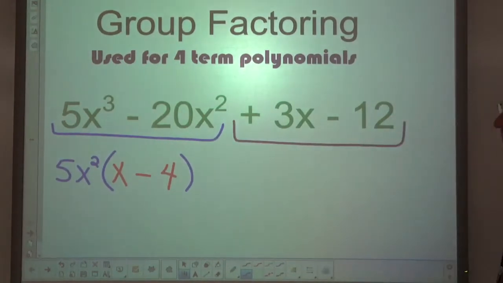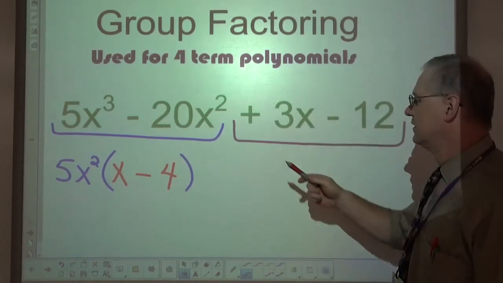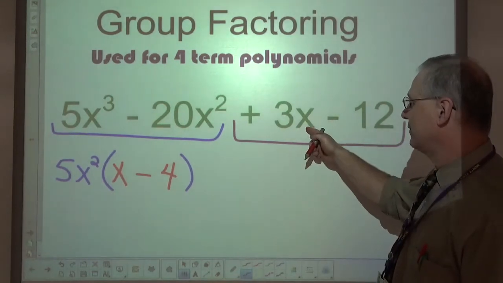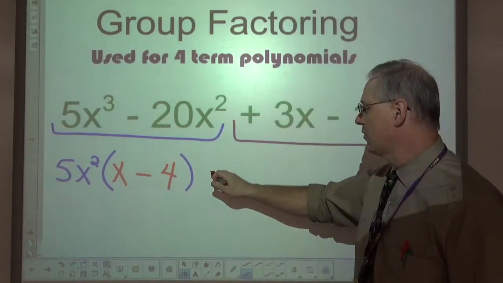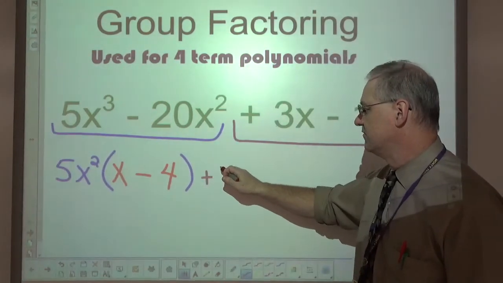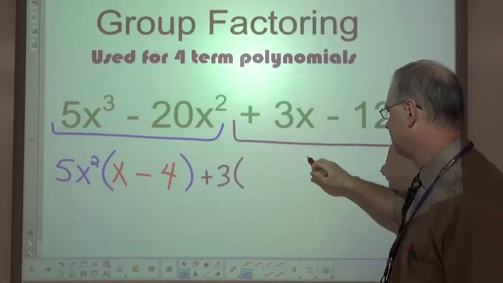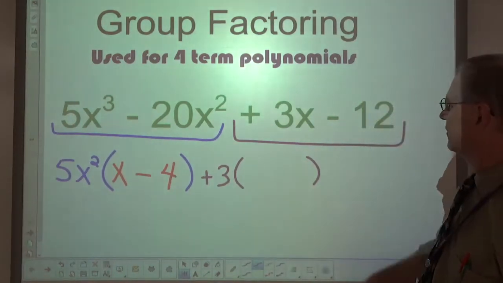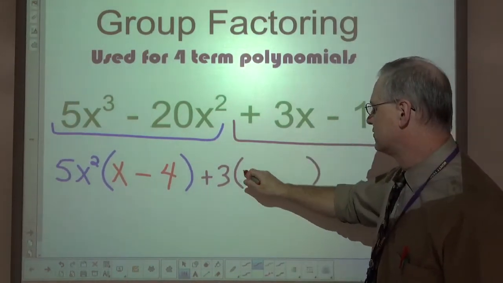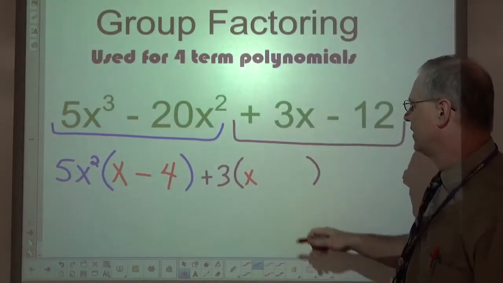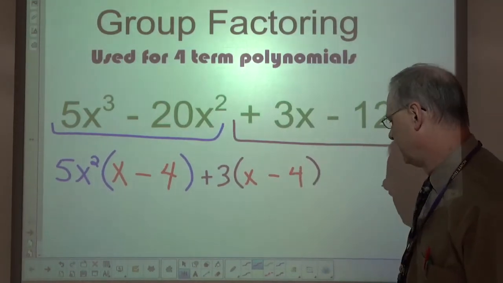So when I come over to this side, and I include this sign, and I look at the last two terms, I say to myself, what can I factor out so that what I'm left with in my parenthesis is an x minus 4? That way, I can finish this group factoring. So I see that they have a 3 in common, and if I pull out a 3, that makes this just an x. So that's probably what I want. It's a positive, so plus 3. When I factor out a 3, 3 comes out of 3x and becomes just x.